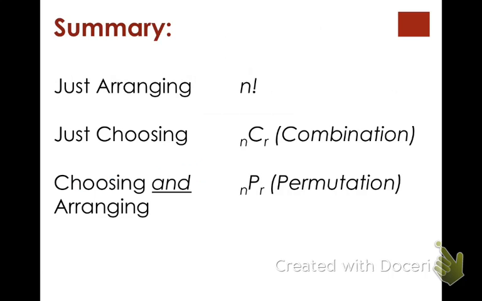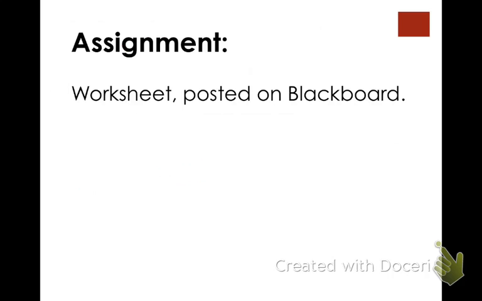Okay? If you are just choosing things, order is not important. That's when you do your combination formula. And if you're doing both choosing from a group and arranging the things you chose, that's when you get a permutation.